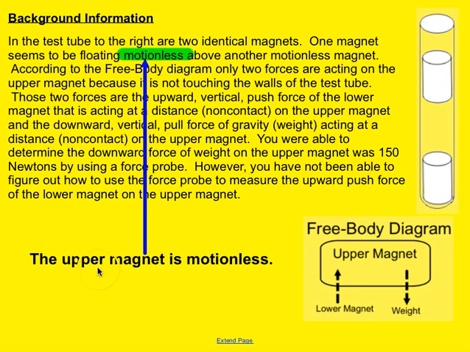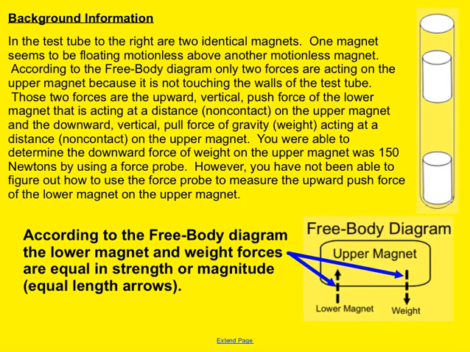Now, another piece of evidence, the upper magnet is motionless. So I highlighted motionless. It says it right here. This is huge, and you'll see why later. Another piece of evidence you could have had is, according to the free body diagram, the lower magnet and weight forces are equal in strength or magnitude. Well, they have equal length arrows. So when you look at that, that's huge as well.